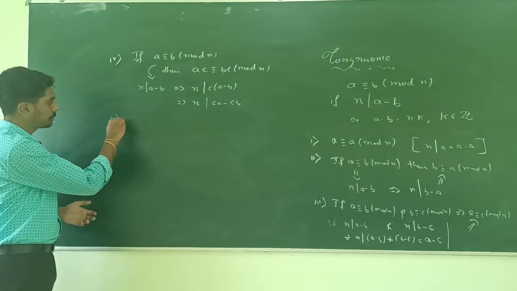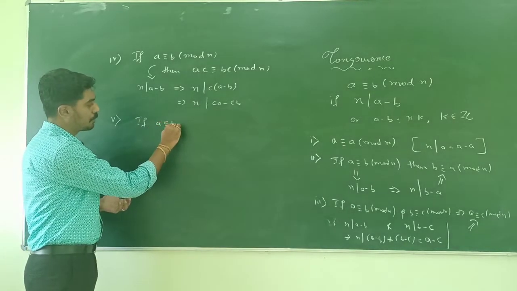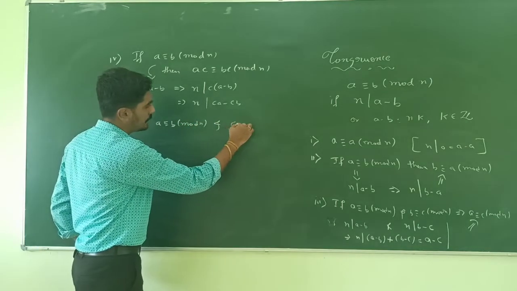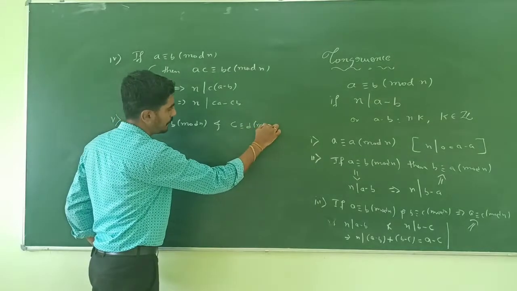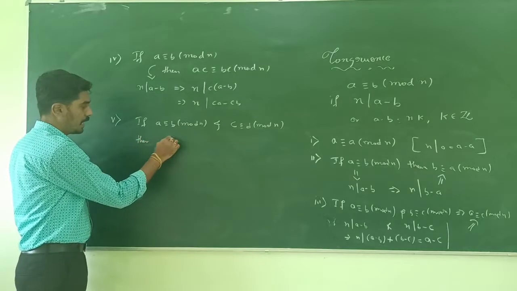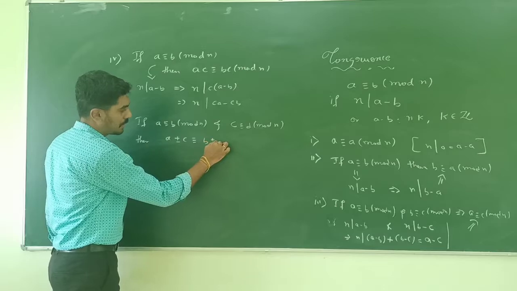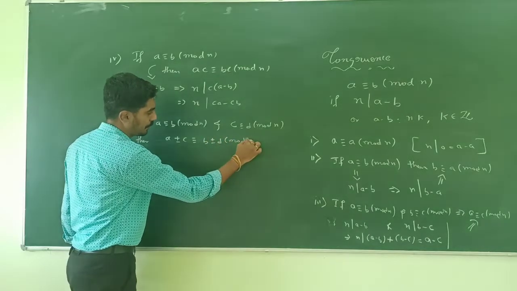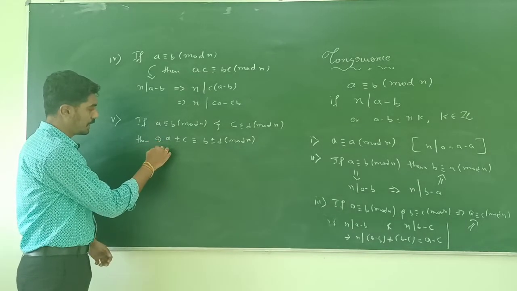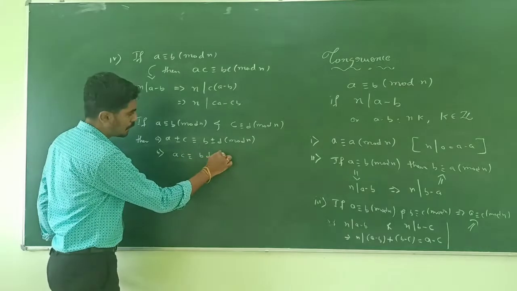Another property: if A is congruent to B modulo n and C is congruent to D modulo n, then A plus or minus C is congruent to B plus or minus D modulo n. This is the first property, and AC is congruent to BD modulo n.